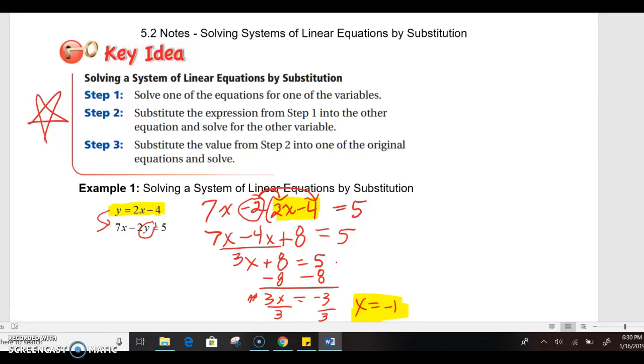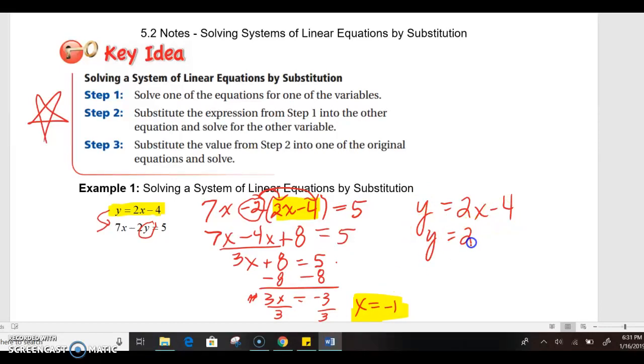Okay, now here's the important part. Don't stop. We're not finished. We found the value of x. Now we need to use the value of x to help us find the value of y. So I'm going to take the value of x that I found, and you can substitute it in either of the two equations to help you find y. As you notice, there's always going to be one that looks a little bit simpler. So because the first one already has y isolated, I'm going to use the y equals 2x minus 4.